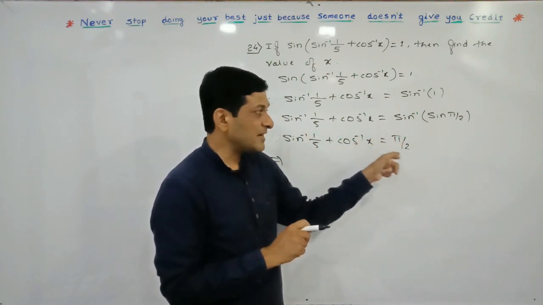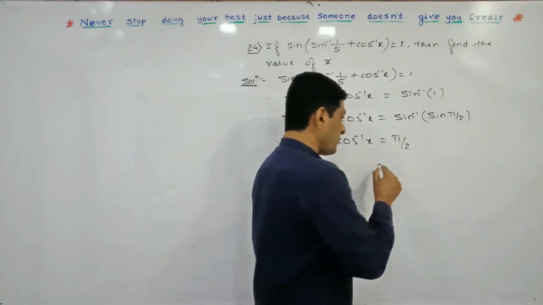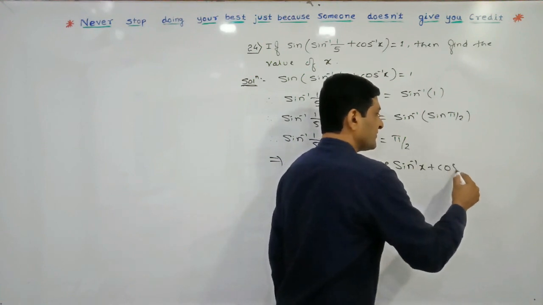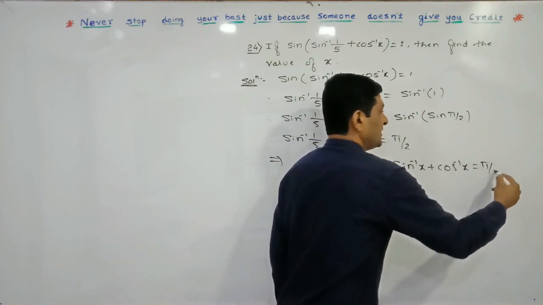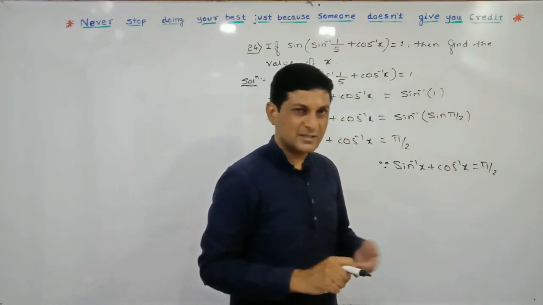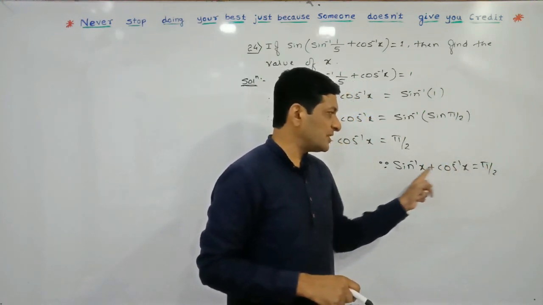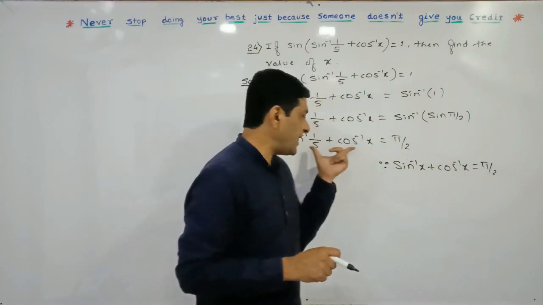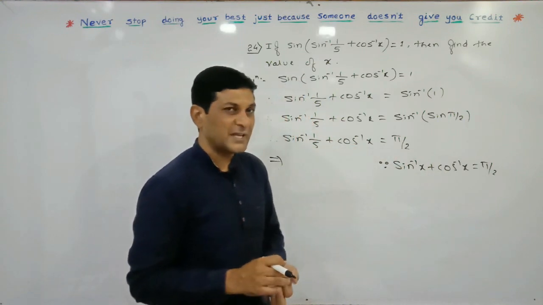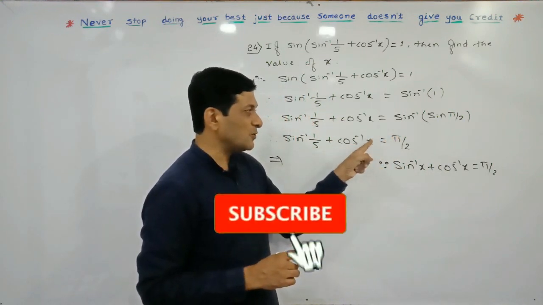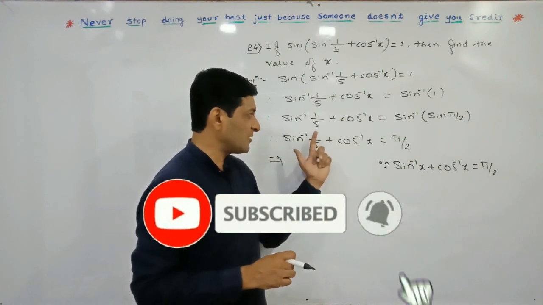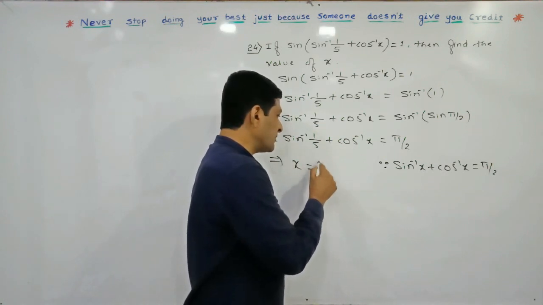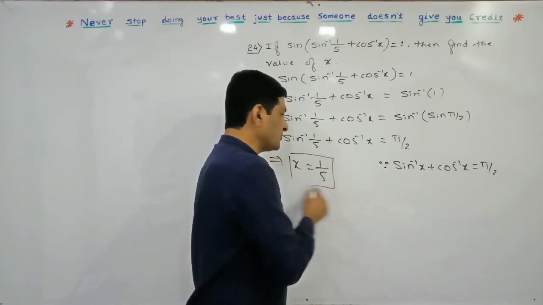So according to that property, whatever the value of x is here, the same value will be there, and the right hand side will be equal to pi by 2. Which property are we applying here? Sine inverse of x plus cos inverse of x. In an equation, if one term of sine inverse and cos inverse appears, and on the right hand side pi by 2 is there, then in both the terms the value of x will be the same. So comparing this equation with the property, since the right hand side is pi by 2, the value of x here will be the same, which implies that x is equal to 1 by 5 according to this property.